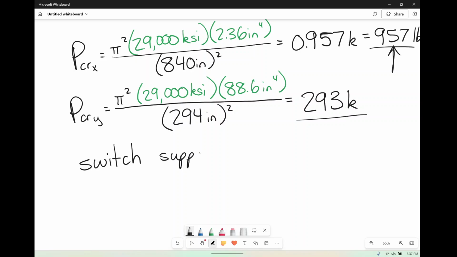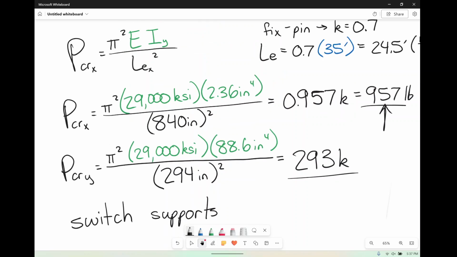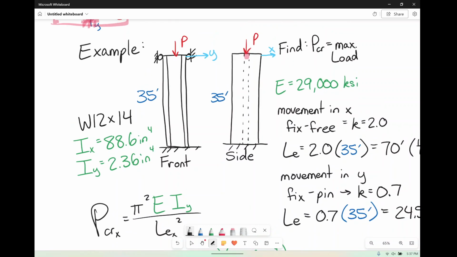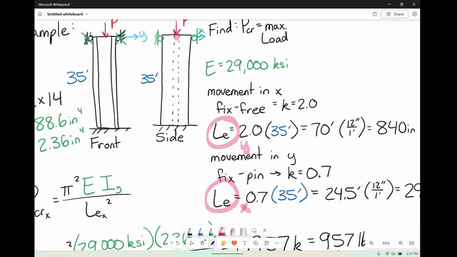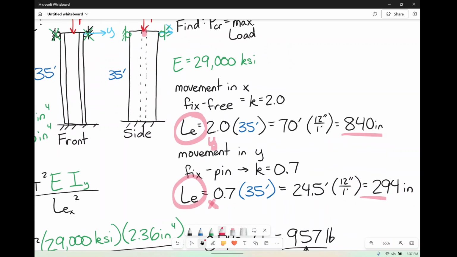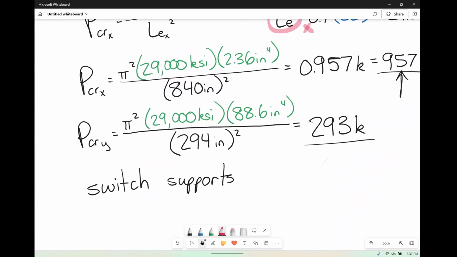So this time, instead, we're going to say that the rollers weren't here. The rollers were over here instead. Okay, how much is this going to affect it? Really, all that's happening is that this is now going to be the y direction, and this is now going to be the x direction. So I'm going to swap these two numbers. How much of a difference is that going to make?